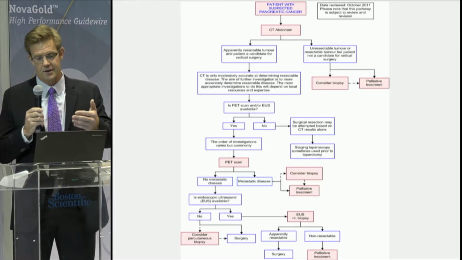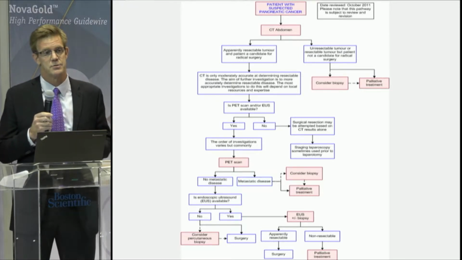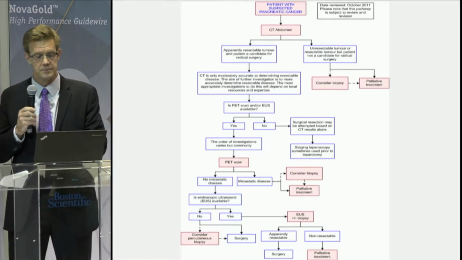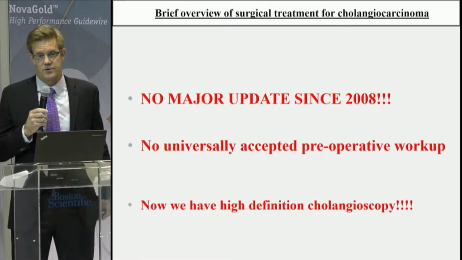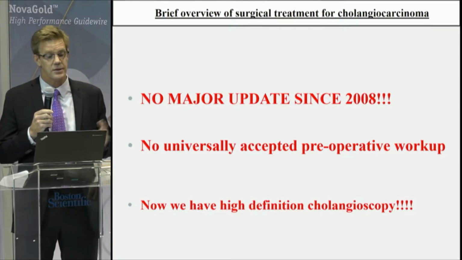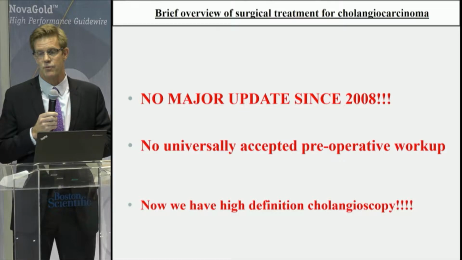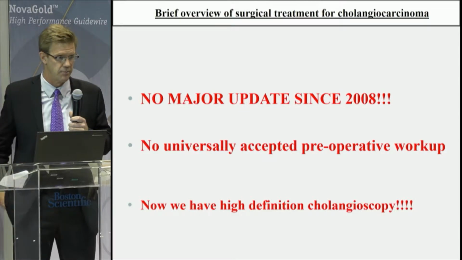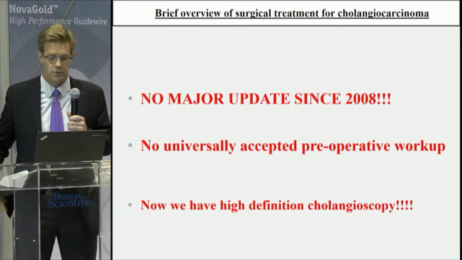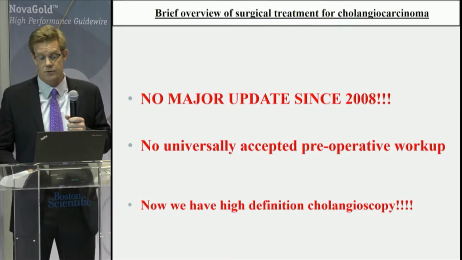These complicated algorithms, though they inform our decisions, don't give us a diagnosis, and there's certainly room for improvement. In fact, there's been no major update to those algorithms by which we care for patients since 2008. And there's no universally accepted preoperative workup because none of our workup is good enough for many patients. What we're here to talk about today is the fact that we now have high definition cholangioscopy, and to me this is a game changer for a surgeon.